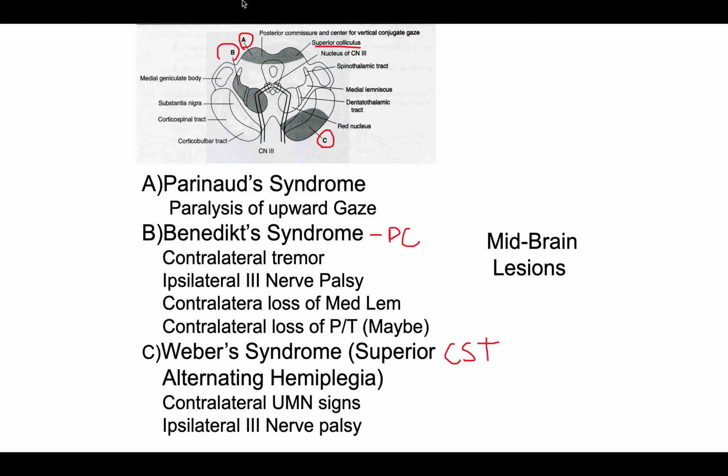And then you might get loss of pain and temperature from the spinothalamic tract of the midbrain, but that's kind of a maybe. And then Weber, since your corticospinal tract is running right through here, and this is above the decussation, you would have contralateral signs of loss of motor function. So since this is on the left midbrain peduncle, you would expect a loss of motor function on the patient's right side.